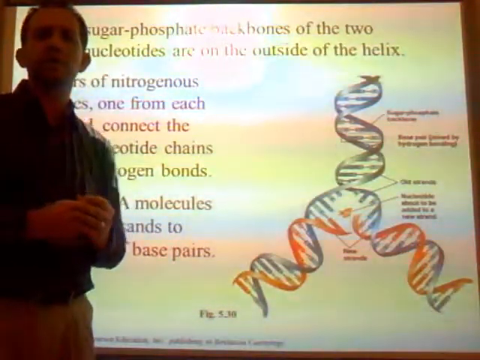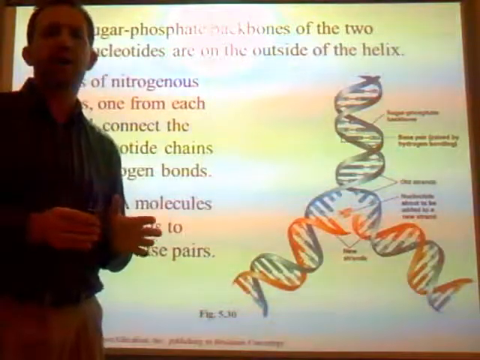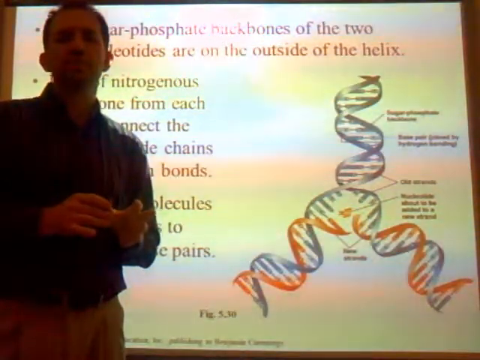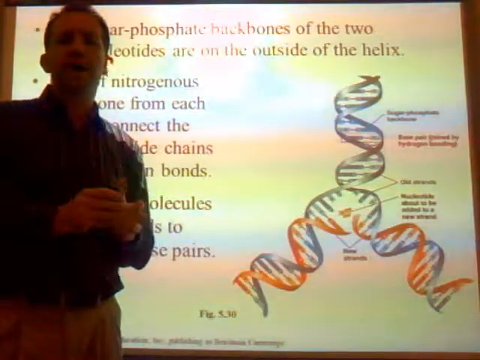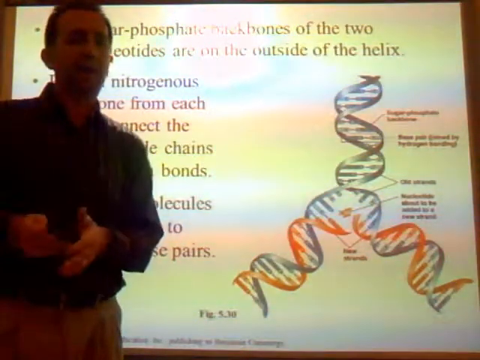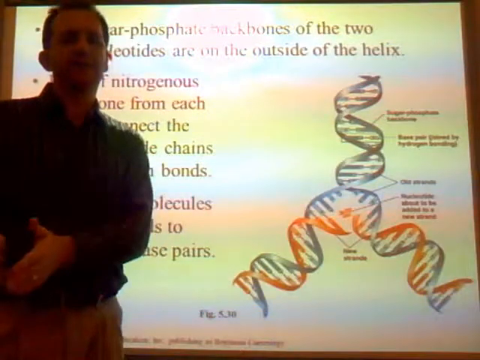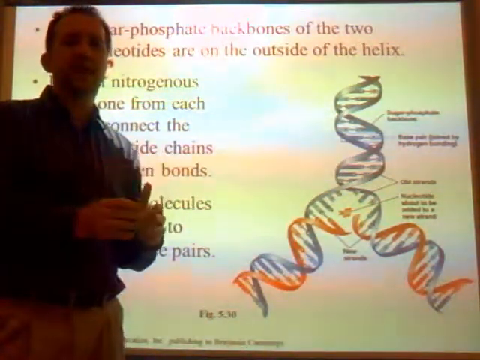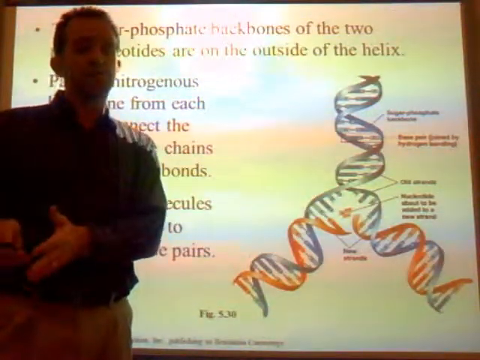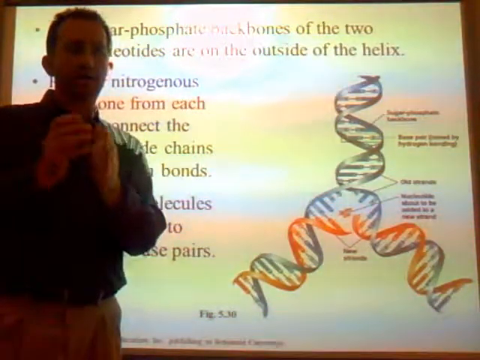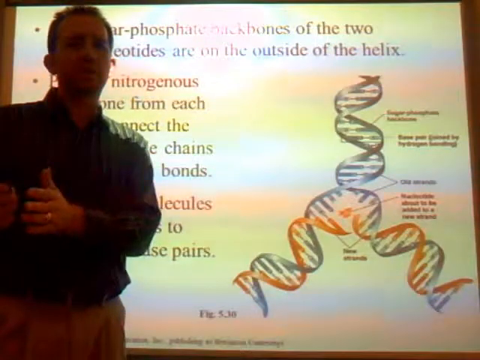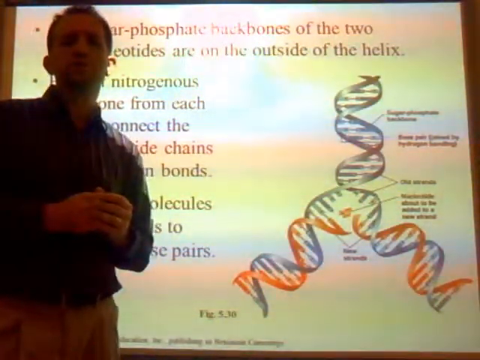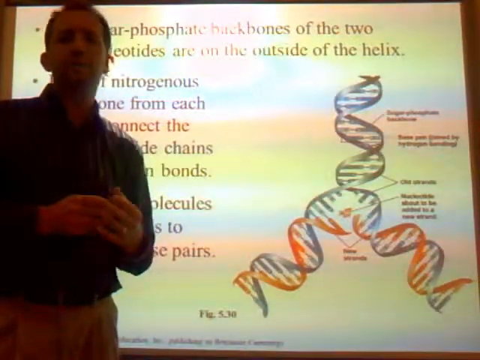The third difference is the bases that we find in these two different molecules. DNA is going to have adenine, cytosine, guanine, and thymine: A, C, G, and T. RNA is going to have adenine, cytosine, guanine, and uracil. So there is one replacement: thymine in DNA, uracil in RNA. So there are three basic differences there.